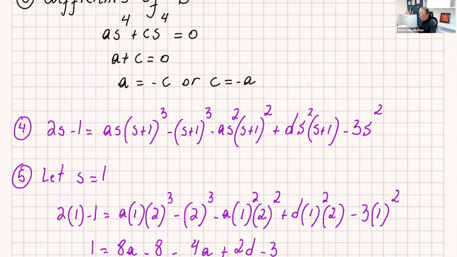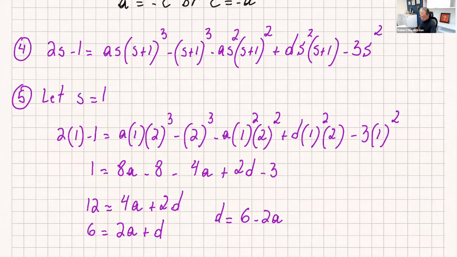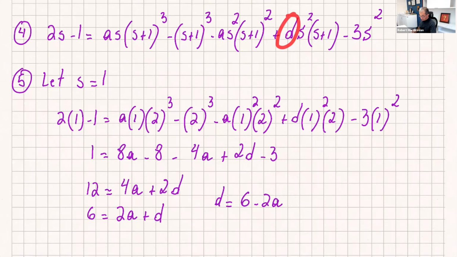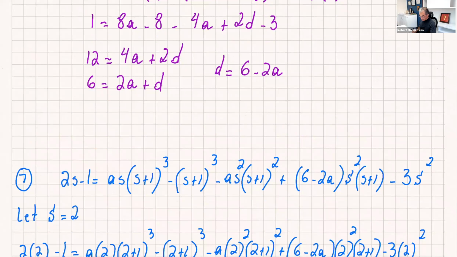Then you can go ahead and write 2s minus 1 and write a here, and for c write -a. So you get... what we want to solve for is a and d. You can let s be any number here, and the easiest one that I thought of was 1. So if you do that, then you are going to get a relation between a and d: d is 6 minus 2a. So now you go back here, and instead of d, you can substitute 6 minus 2a.